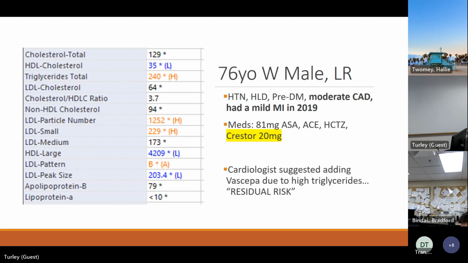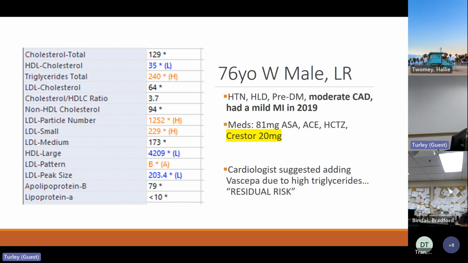So I have another patient of mine, 76-year-old male with hypertension, hyperlipidemia, prediabetes. He's had heart problems. He had a small heart attack in 2019. So he's on a baby aspirin, 20 milligram Crestor. He's on an ACE. And he did labs, he did an advanced cholesterol panel, and there's some wonderful cardiologists in the Bay Care system that are current with these guidelines and looking at the research that's coming out. So this patient's LDL cholesterol looked pretty good. It was 64 on the 20 milligram Crestor, but the cardiologist saw the triglycerides and said, wait a second, even though he's on a high intensity statin, I don't like the high triglycerides.